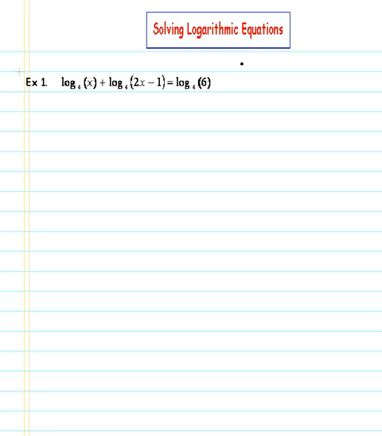In this podcast, we'll be solving equations involving logarithms. So we're going to look at two different types of equations. In the first type of equation that we're looking at, you're going to notice that there are logarithms on both sides of the equation. This is example 1.